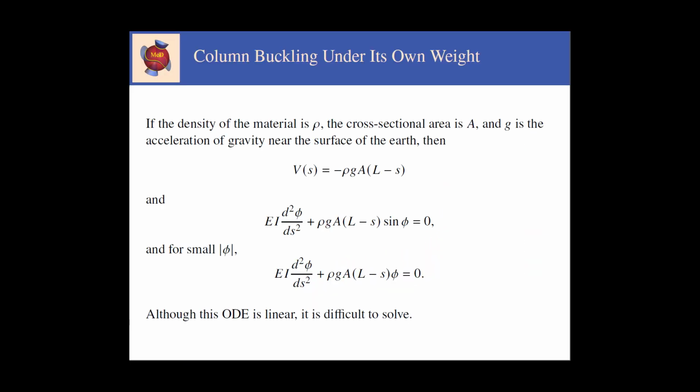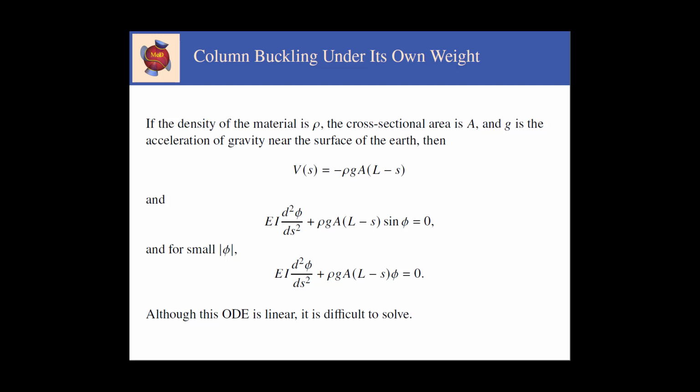The mathematical analysis of buckling can be quite complicated, so if you aren't already convinced of that, let's examine one more case. Let's determine the height of a column for which it buckles under its own weight. In this case, little v of s is minus rho G A, where rho is the density of the material, A is the cross-sectional area of the column, and G is the acceleration of gravity near the surface of the Earth. Big V of s is minus rho G A times L minus s.